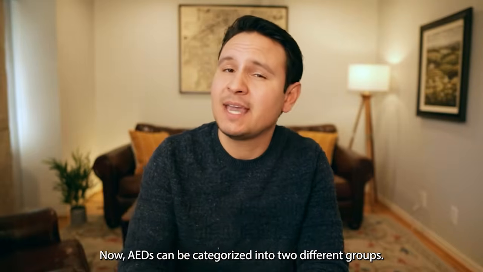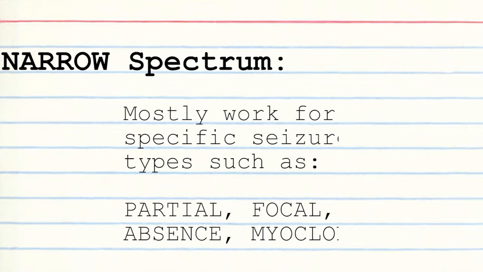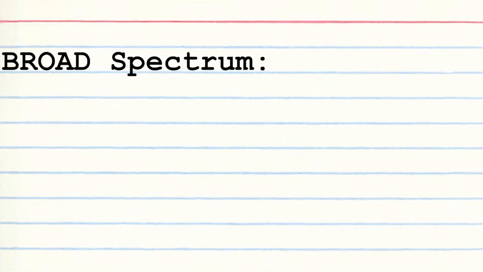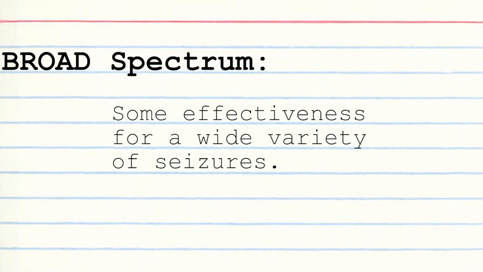Now, AEDs can be categorized into two different groups, narrow spectrum and broad spectrum. Narrow spectrum AEDs mostly work for specific seizure types, such as partial, focal, absence, or myoclonic seizures. Broad spectrum AEDs have some effectiveness for a wide variety of seizures.